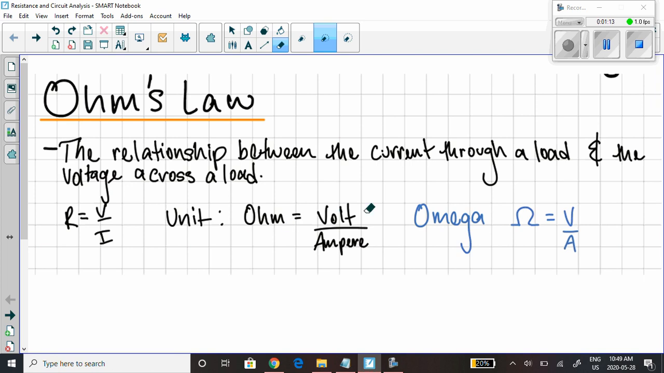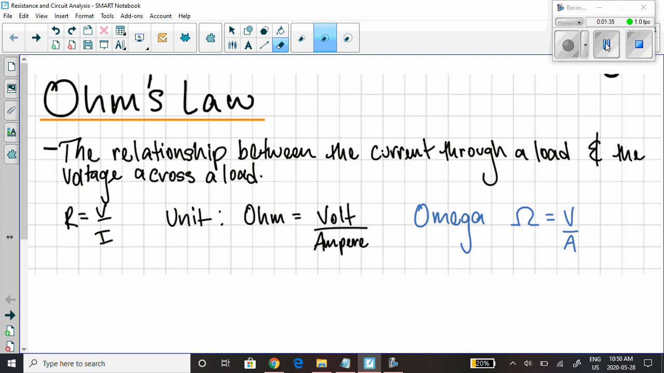Now, the symbol that they use for ohms is not O for ohms, right? Because then it would look like a zero. That'd be confusing. So they've decided to use the Greek letter omega. Looks like this. Omega is a volt per amp.